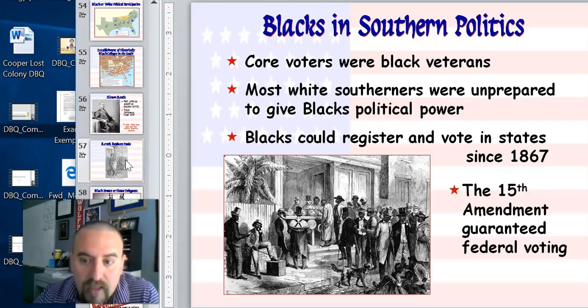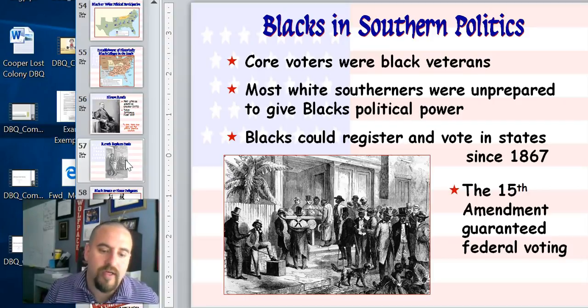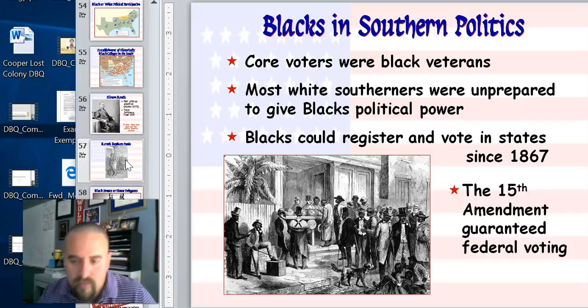Core voters are going to be black veterans. In fact, some of the cemeteries that are built, especially in Beaufort, South Carolina, are built on the way to where the polls are. So people were reminded of the sacrifice that they had to go through to get this vote and make them more loyal voters, especially to the Republican Party.